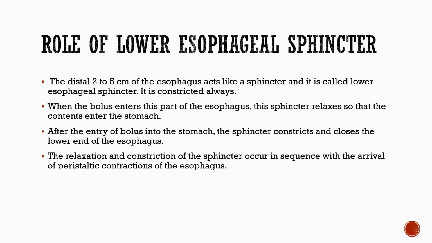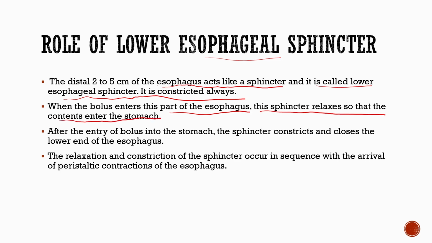Now the role of the lower esophageal sphincter. We have studied the upper one, now the lower one. The distal 2 to 5 centimeters of the esophagus act like a sphincter, and it is called the lower esophageal sphincter. It's constricted always. When the bolus enters this part of the esophagus, this sphincter relaxes so that the contents enter the stomach, and then it again contracts or constricts its path. After the entry of the bolus into the stomach, the sphincter constricts and closes the lower end of the esophagus.